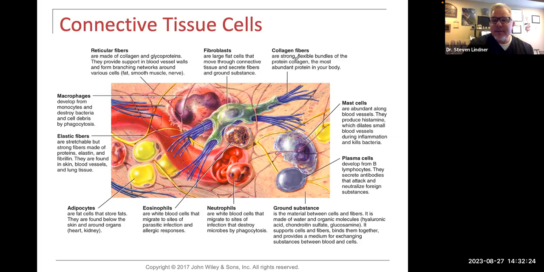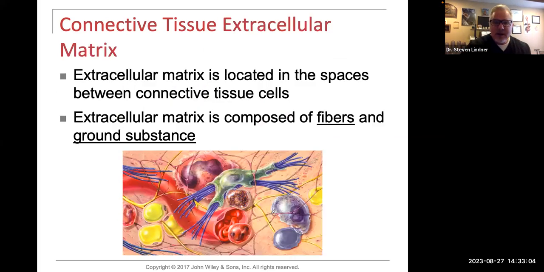Then we have different types of fibers, like collagen fibers. These are strong. We have elastic fibers. These allow for elasticity and flexibility. We have reticular fibers, again, for support of other organs within the human body. All these different types of cells and fibers, along with the ground substance, make up connective tissue. But you can see it's a bunch of cells that are not closely packed together. They're far apart with lots of extracellular matrix, ground substance, and fibers all intermixed together.